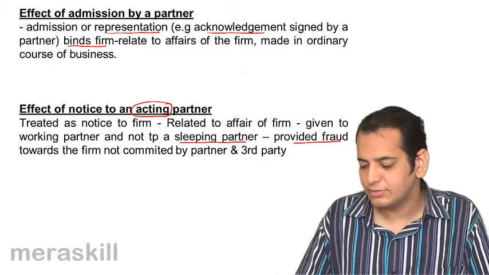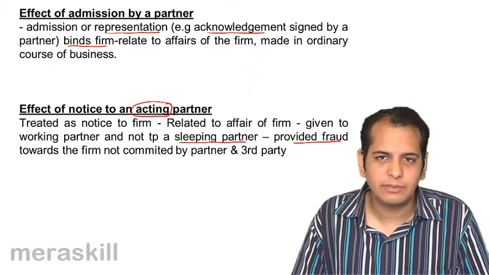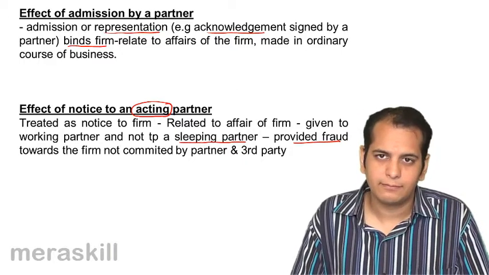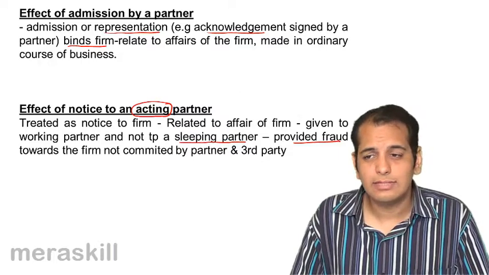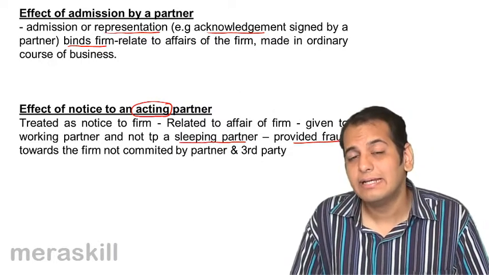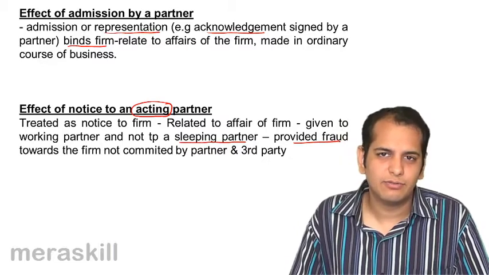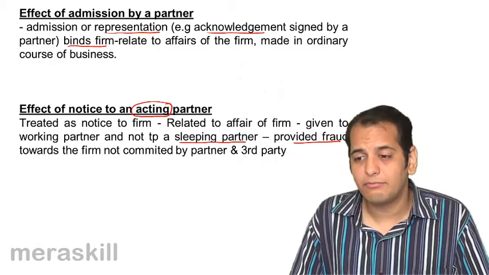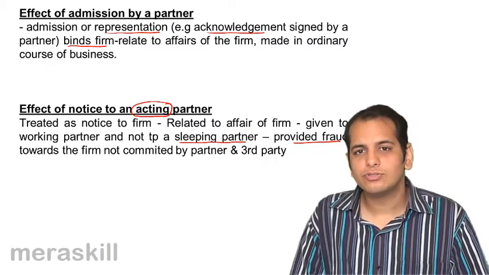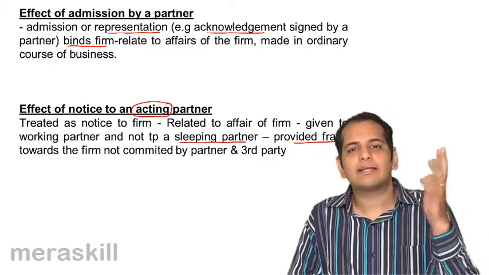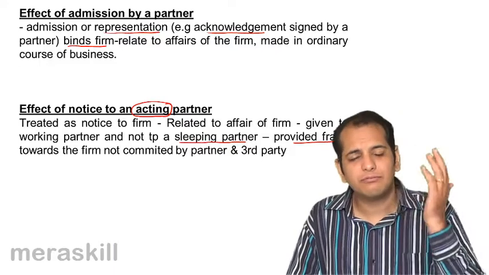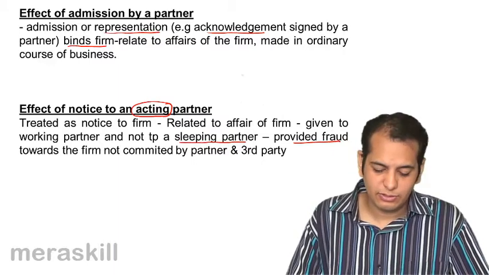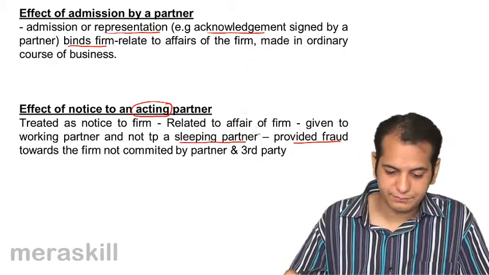Again, the second condition is that fraud should not have been committed by the third party against the firm. That third party should not have committed any fraud against the firm. So if the third party has committed fraud and then given a notice to the acting partner, it will not act as a notice to the firm, because that party has already committed a fraud against the firm. Okay.